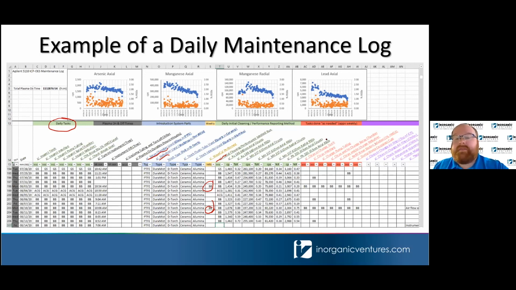But over here, we've actually got tasks that need to be done as needed. So these are like weekly tasks where we clean the torch. And in this case, I noticed that we clean the interface a little more frequently. So that's more frequently than once a week.